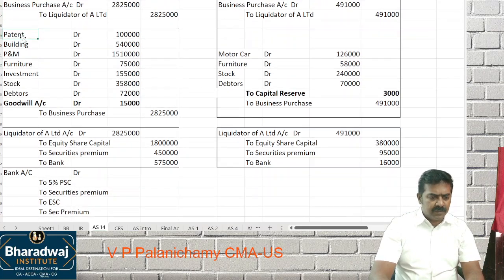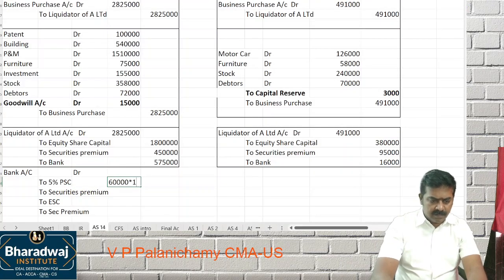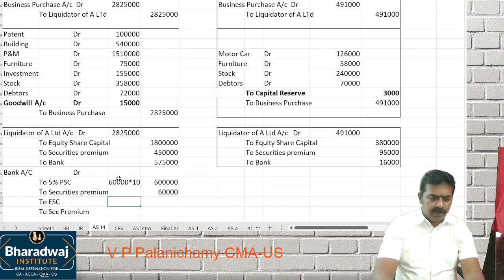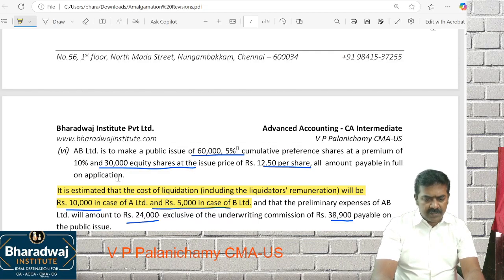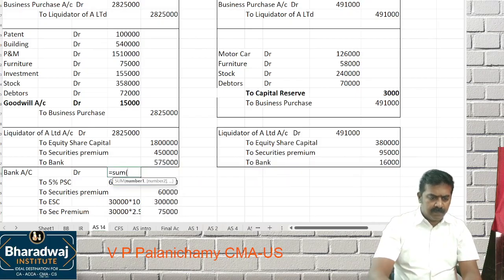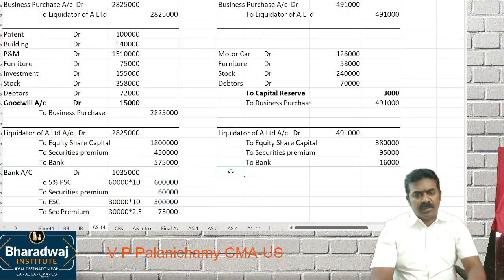Take up this, then we'll proceed. It's issued at a premium of how much percentage? 10% or 60,000, or we can combine or pass separately also. Equity shares 30,000 into 10 will come to capital value, and the 2.5 will go to premium. This is public issue. Not over. One more thing is there. What is it?